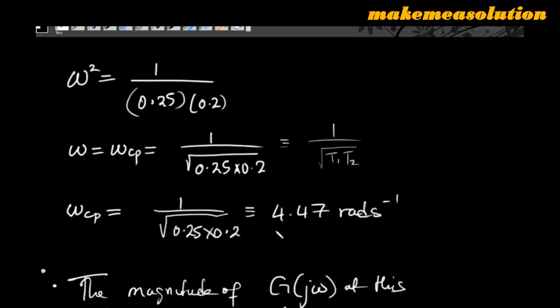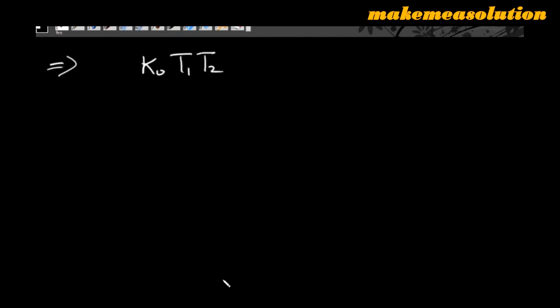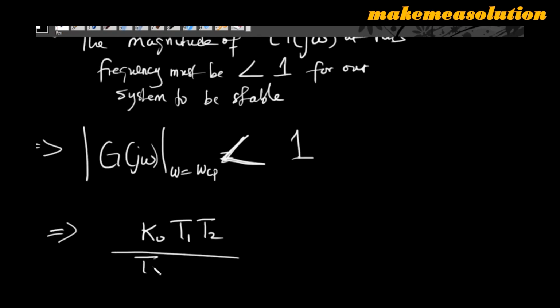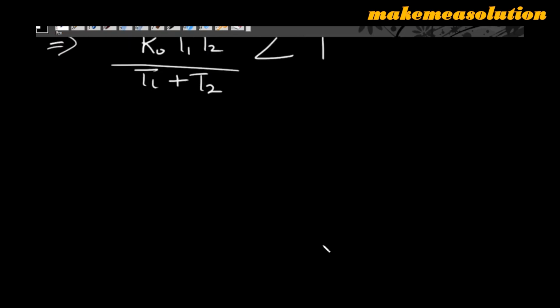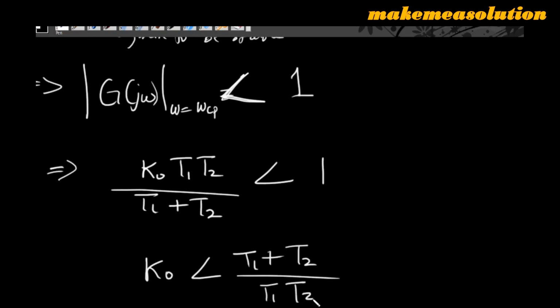But another easier and more accurate way to do it is to remember the general formula for type 1 system. So the magnitude at this frequency, if you can recall, K is actually going to be K naught this time around. Remember, we have K naught T1 T2 all over T1 plus T2. So this magnitude has to be less than 1. Is that okay? So having determined this particular expression, you can just make K the subject of the formula. K naught has to be less than T1 plus T2 all over T1 T2 for the system to be stable.